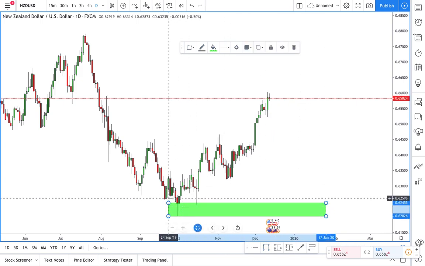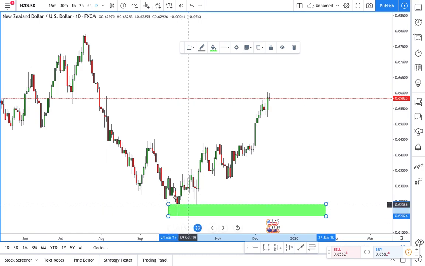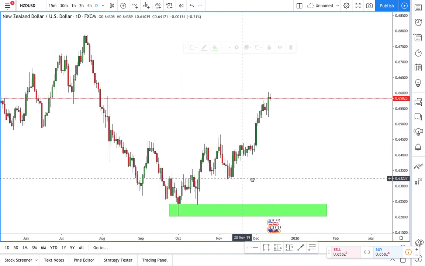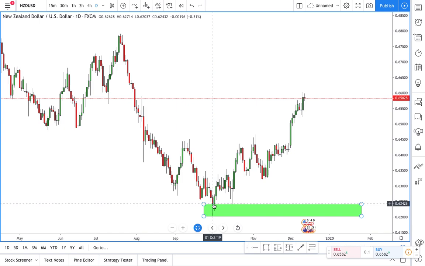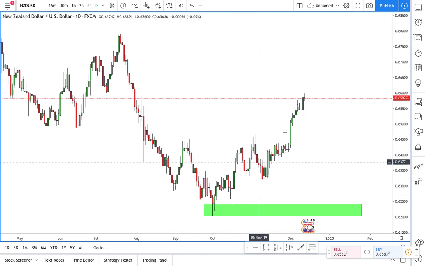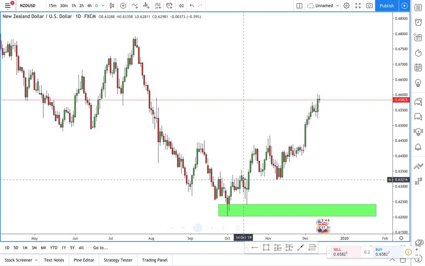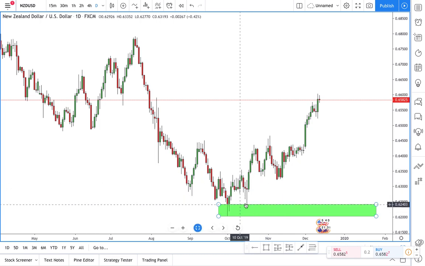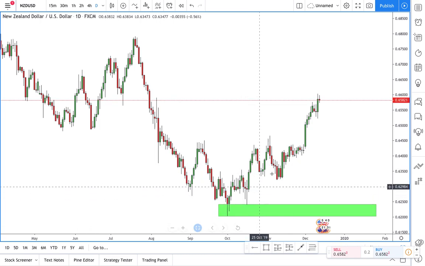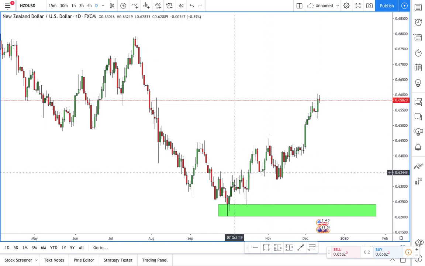Why? We always use the wicks, we never use the candles, for the turning point areas that we use. When price has been moving down here and it's wicked here, it's rejected that area and pushed away. This makes it quite significant. As you can see, after it pushed away, it came back to retest this zone and then continued its upward momentum.